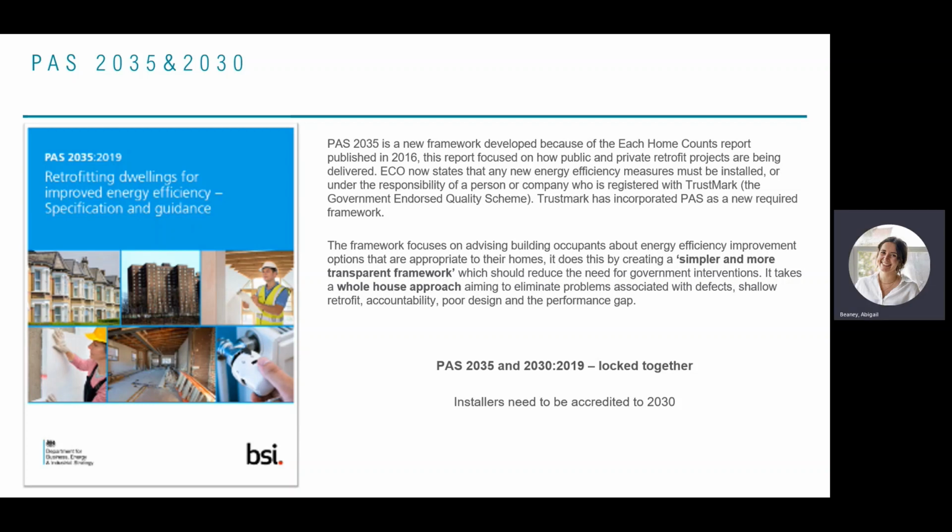So it's just important to know there's actually two PASs here. There's PAS 2035 and PAS 2030:2019. These are actually locked together. PAS 2030:2019 is essentially the installer's guide, what they need to be accredited to.